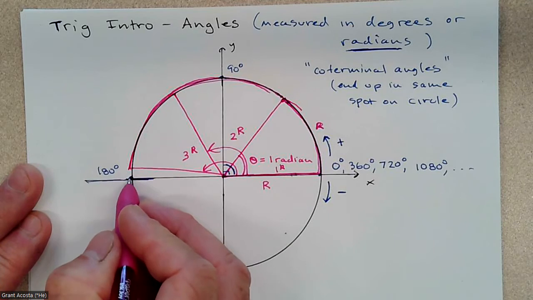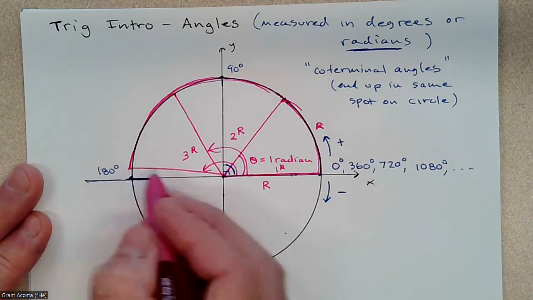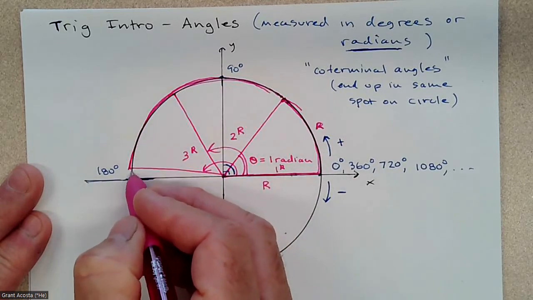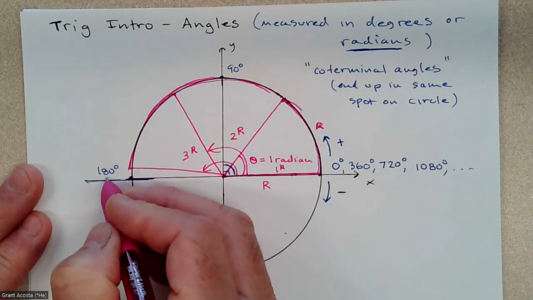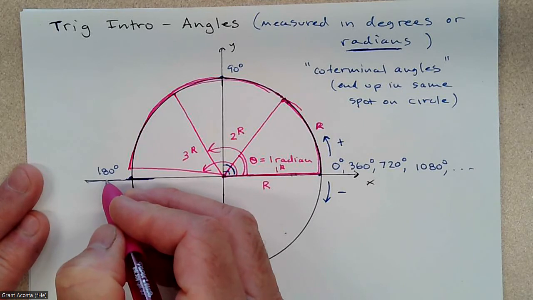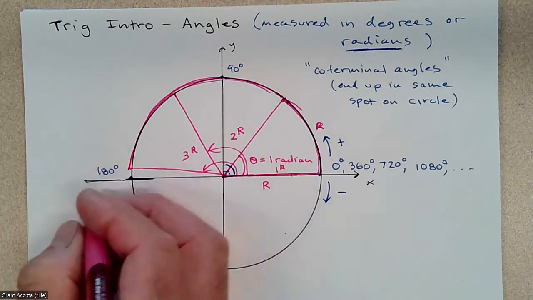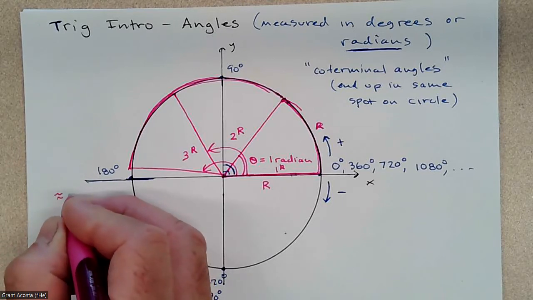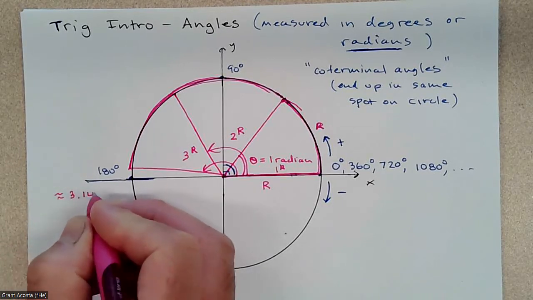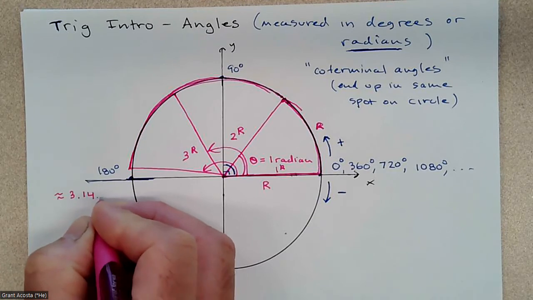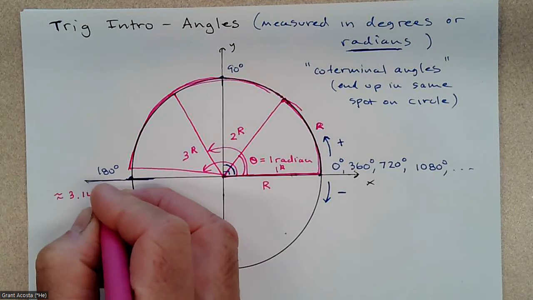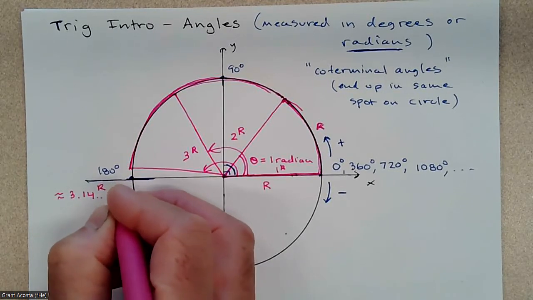So to get to 180 degrees, notice you would have to go 1, 2, 3, plus a little tiny bit to get to 180 degrees, half of a circle. So half of a circle in radians is approximately 3.14. There's more decimals there, radians, and some of you will recognize that. That is exactly what we call pi.